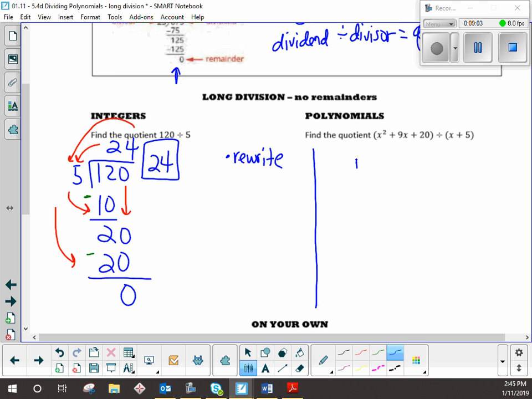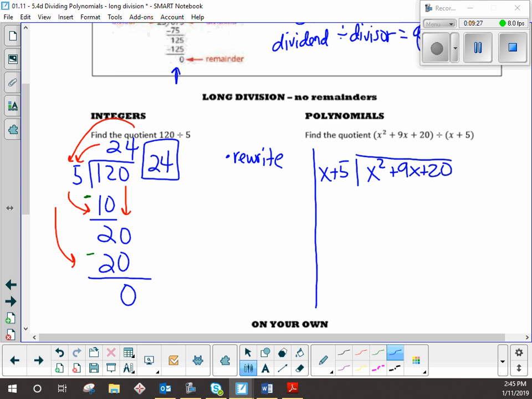Okay, we need the little division house thing. Which of those things goes under, the x squared stuff or the x plus 5 stuff? The x squared stuff. So x squared plus 9x plus 20. And then what goes on the outside? X plus 5. Right?